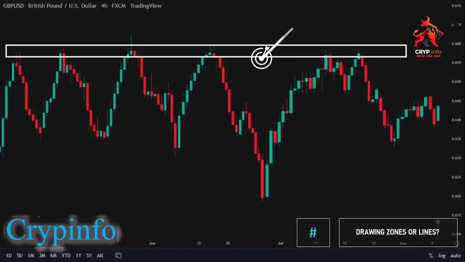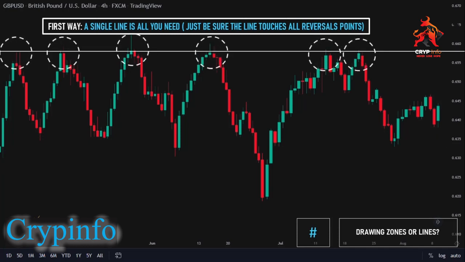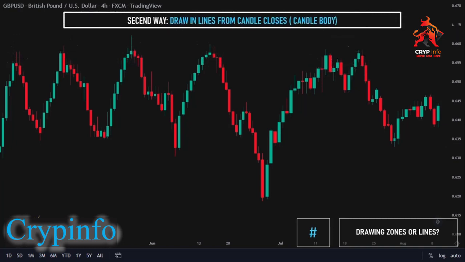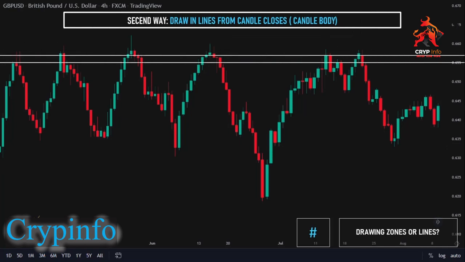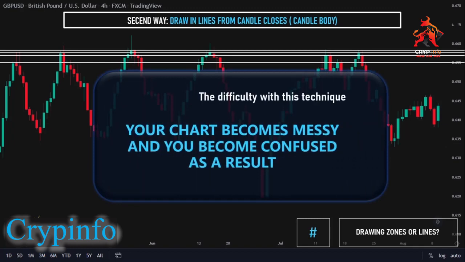So, there are 3 ways to draw in your lines for this top level here. So the first way would be to draw in a single solid line, which works well when you can be sure the line touches all reversal points. The second way would be to draw in multiple lines, which we draw in from candle closes. So you have this candle close here, one line. Candle close, another line. Candle close, another line. Candle close, another line. Now the problem with this technique is that your chart becomes messy, which would make you confused, and is also why we always want to keep our charts as clean as possible.